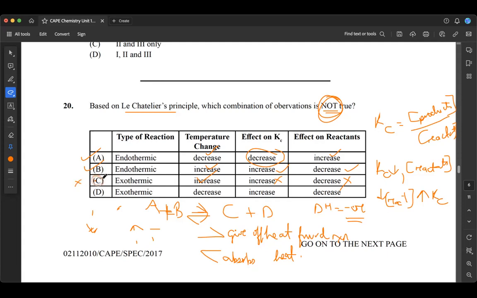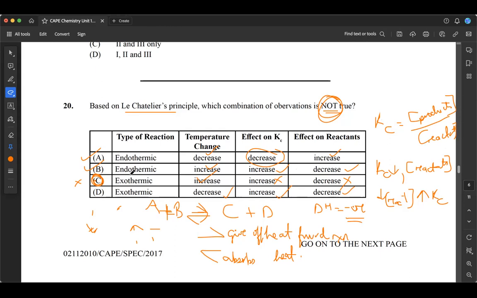Our answer here is C. But let's check D as well. If we have an exothermic reaction and we decrease the temperature, the forward reaction gives off heat, so it's going to want to go to the right to give off more heat to compensate for the drop in temperature. And if it goes to the right, then we're going to decrease the reactants and favor more products. So if we decrease the reactants and favor more products, then our Kc is going to increase, and that's what they said here. So this last one is correct.